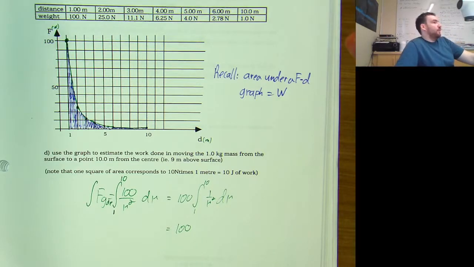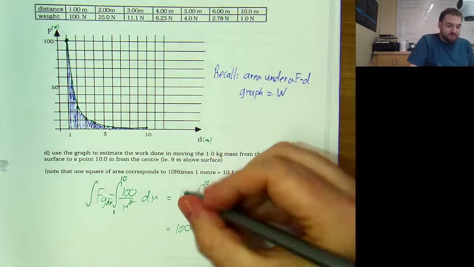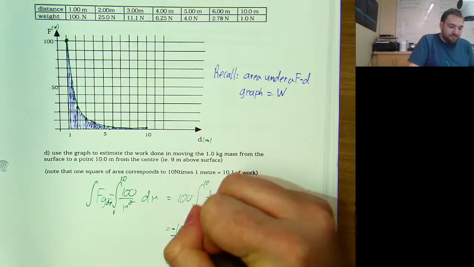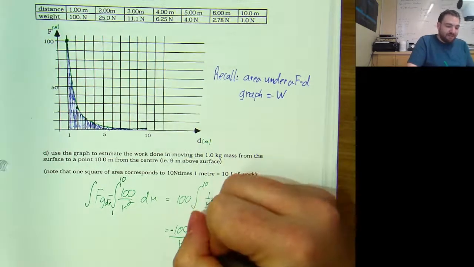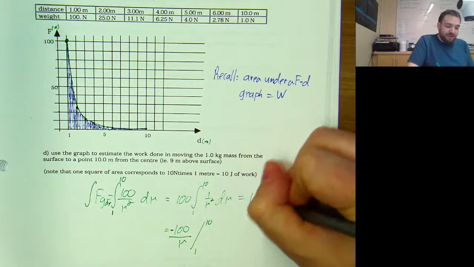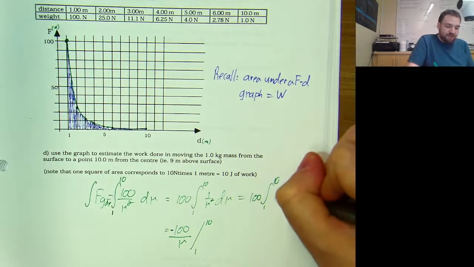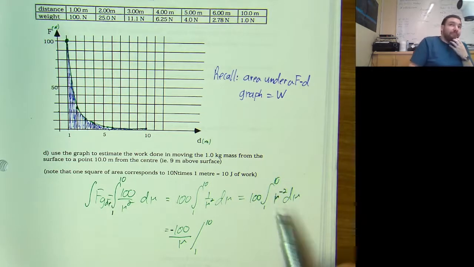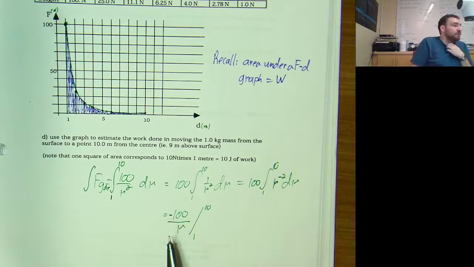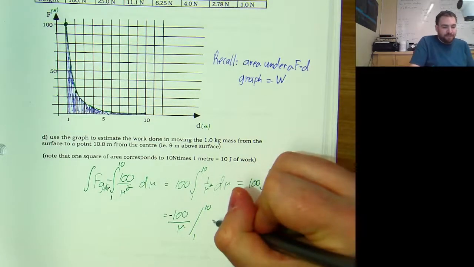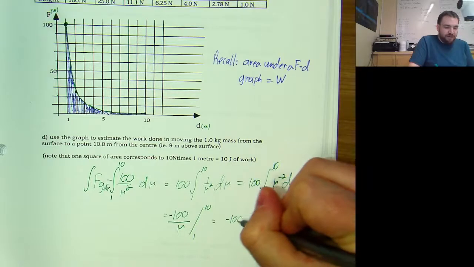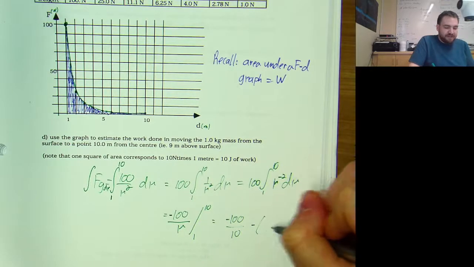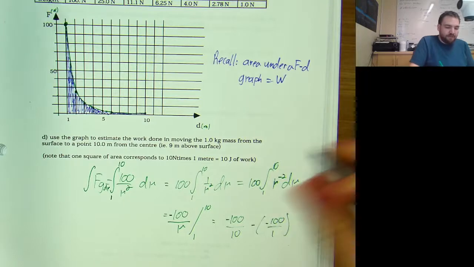Crystal. Oh, it's negative 1 over r? Yeah, it would be negative 100 over r. Because you bring the r up, this becomes the integral, so 100, integral from 1 to 10 of r to the negative 2 dr. So then this is going to become, so we're cool with this, negative 100 over r, evaluated from 1 to 10. So it's going to become negative 100 over 10 minus negative 100 over 1.